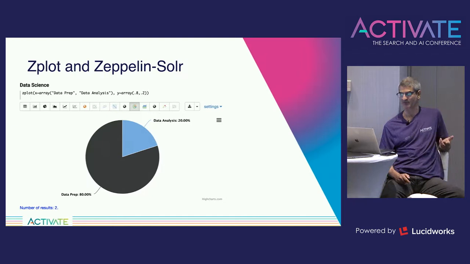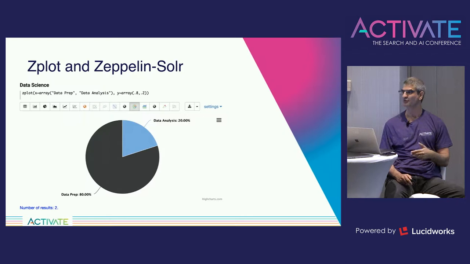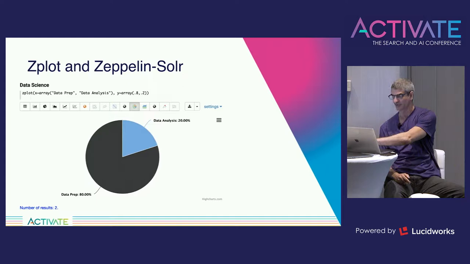And so what you see here is that I chose to use a pie chart. I could have chosen any number of visualizations that Zeppelin has. But the takeaway from this is that Zeppelin Solr with Solr is on its own a visualization engine unto itself. So you don't need other visualization tools for just plotting vectors. And it does other types of visualizations as well, but those are a little more advanced and they're in the docs.